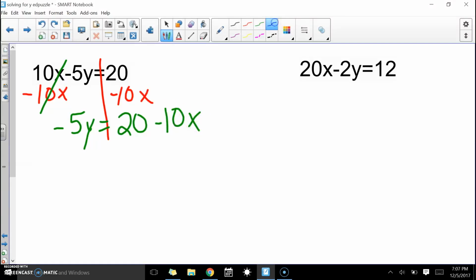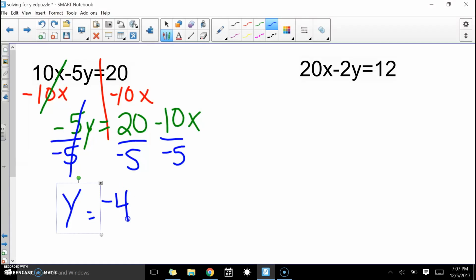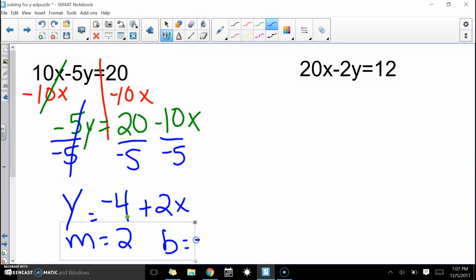Then I need to divide by negative 5. So 20 divided by negative 5 is negative 4, and negative 10 divided by negative 5 gives me a positive 2x. So m would equal 2, and b would equal negative 4. Try the next one.